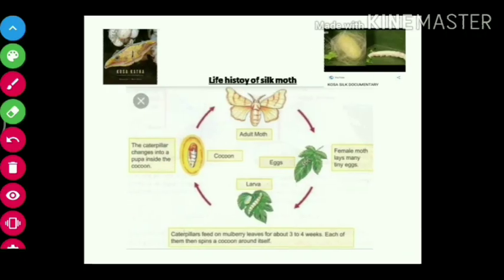Next you will see number 5 is kosa silk. Kosa silk is what? Look at here, this one is kosa silk moth and this is kosa silk worm with cocoon.